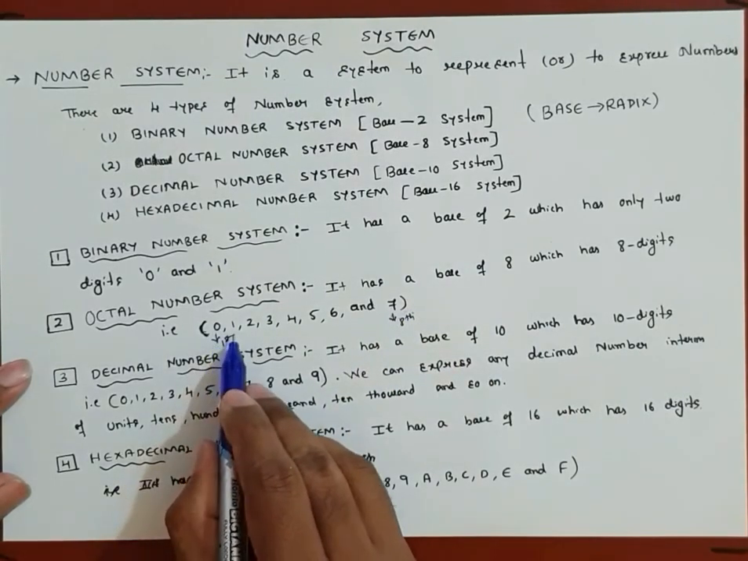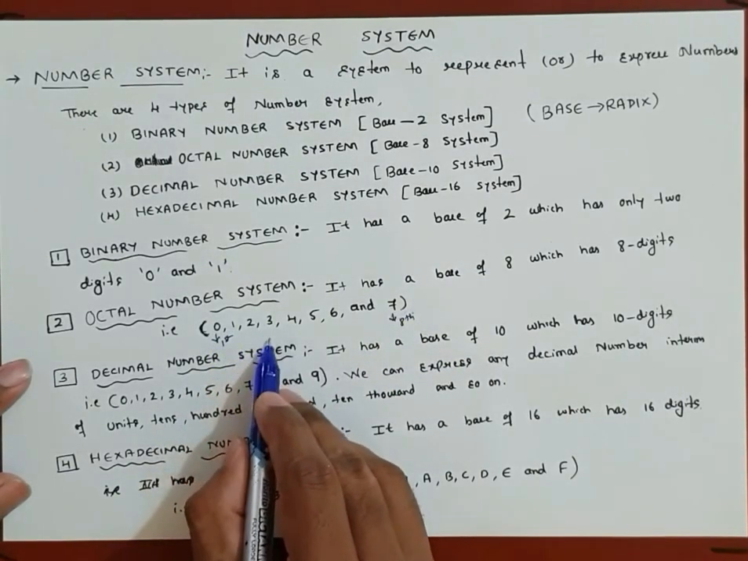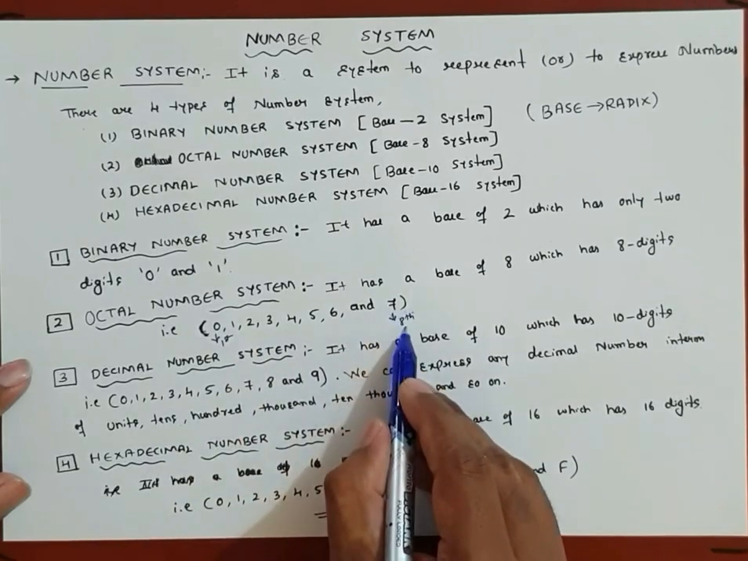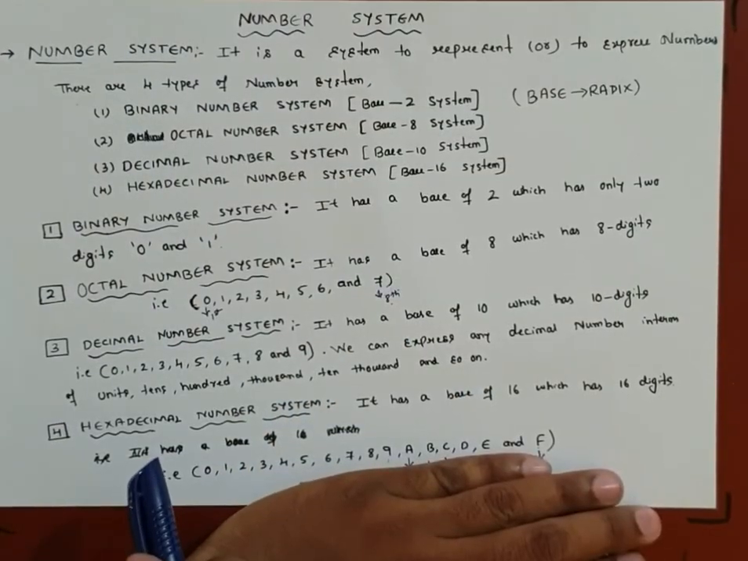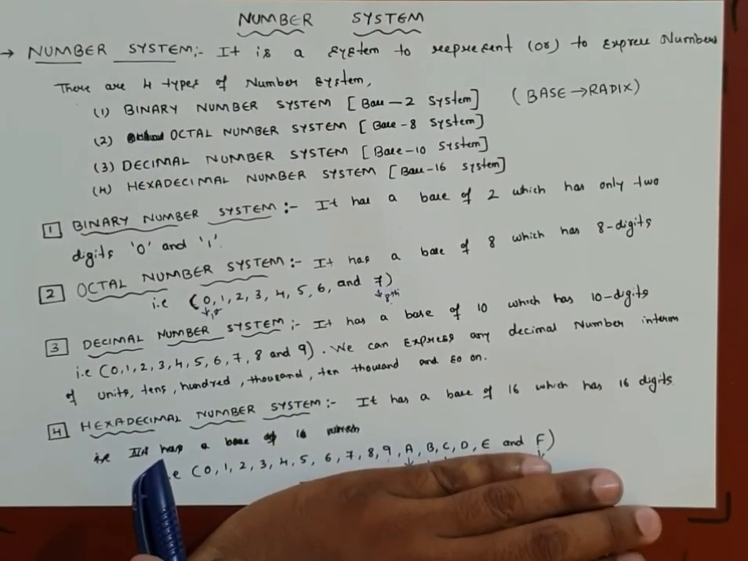0 is the first digit, 1 is the second digit, third digit, fourth and so on, and 7 is the 8th digit.